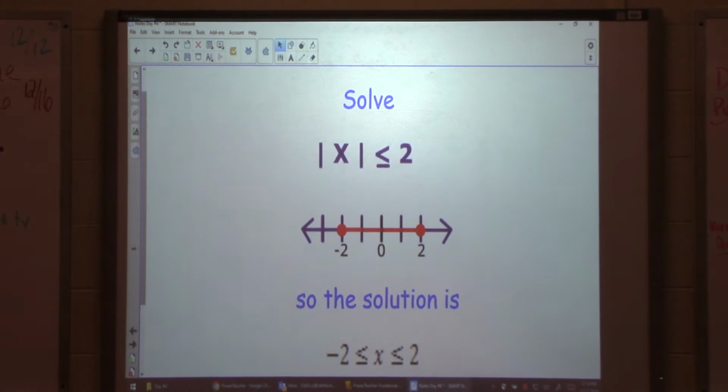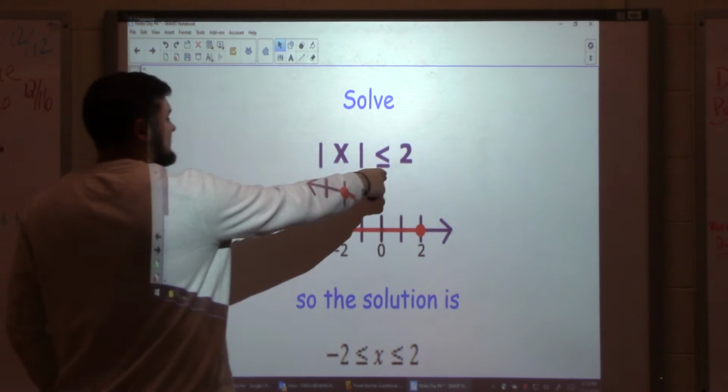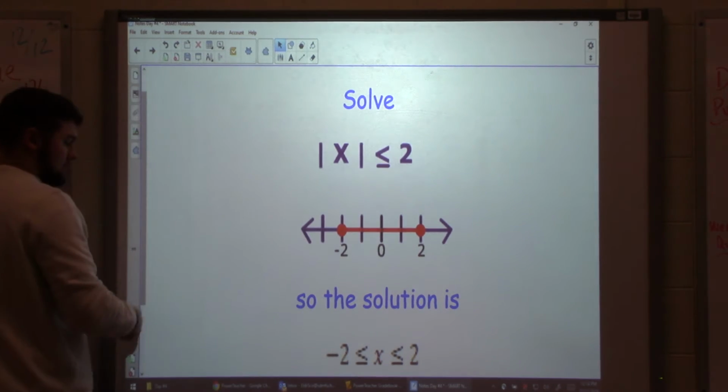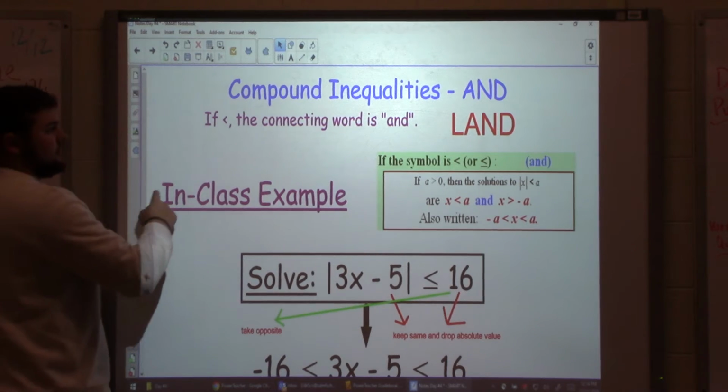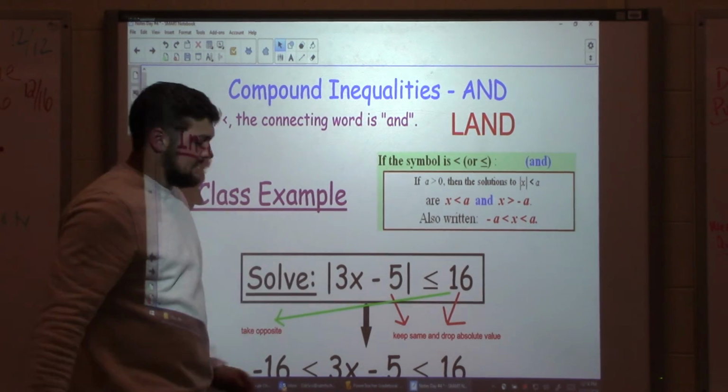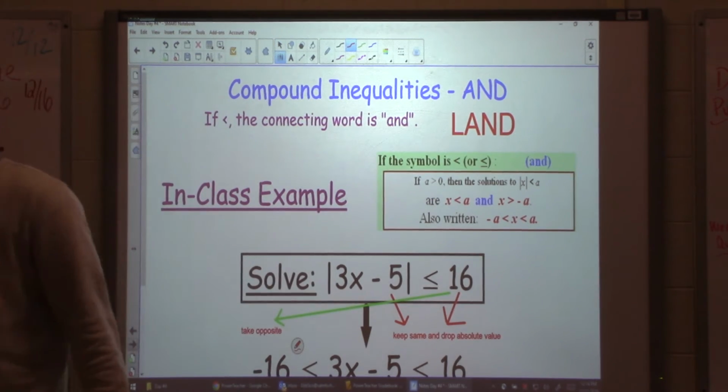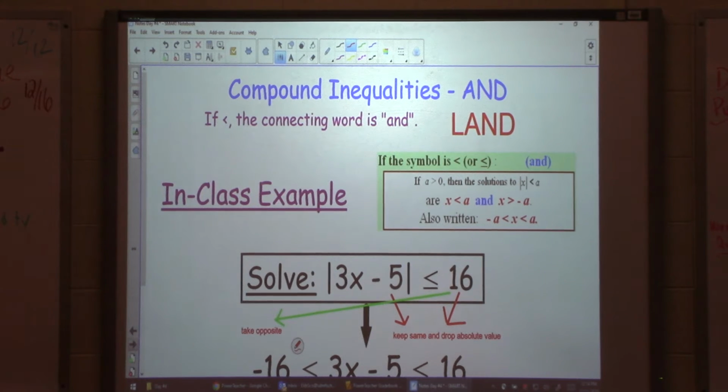Well, what kind of graph does that look like? An AND graph. So if I have a less than or equal to problem, it's going to turn into an AND statement. So my connecting word is going to be AND. We say land: less than and, greater than or. So gore and land. Like I said, if you don't want to remember those 2 words, don't. I don't care. Just trying to help you. Alright? So land and gore.